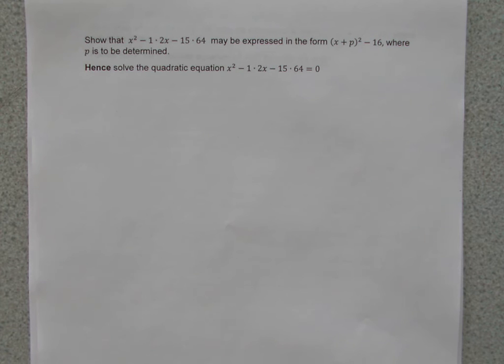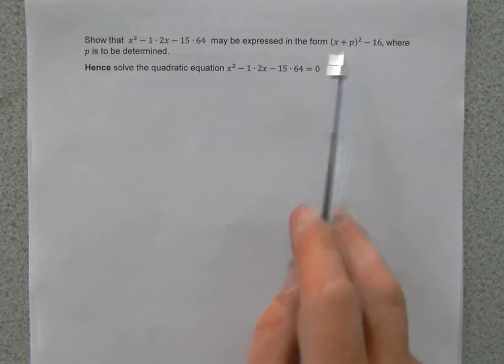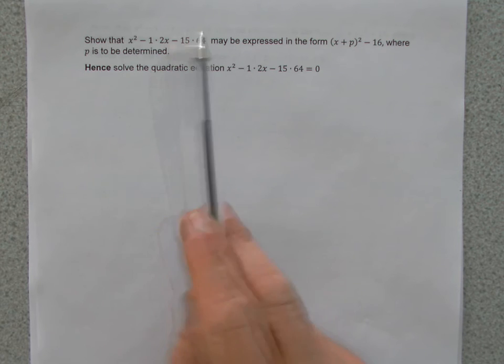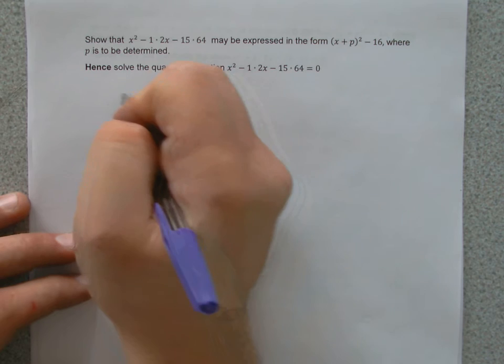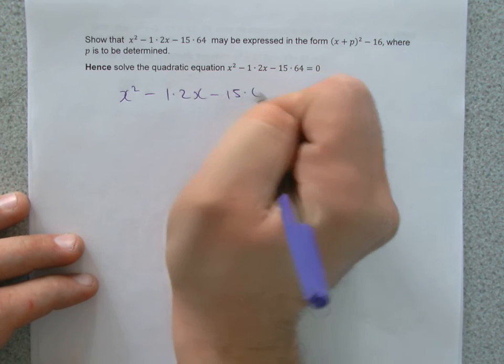Right, so this question says show that x squared minus 1.2x minus 15.64 may be expressed in the form (x + p) squared minus 16, where p is to be determined, and then hence solve the quadratic equation. This is completing the square. You can see the format here, and you just need to realize this can be done without a calculator. Obviously it's non-calculator, but let's write it down and show you how we can do it.